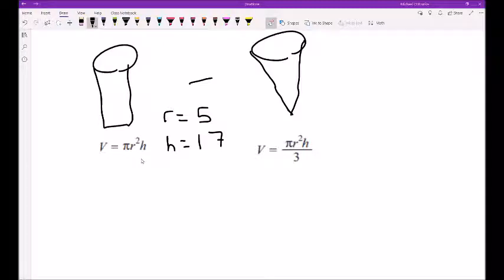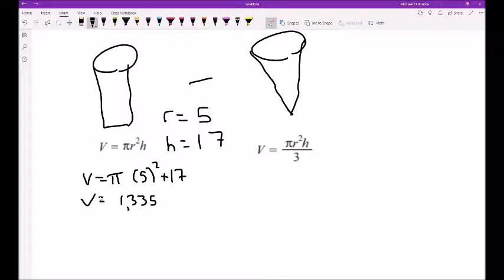So for this one here, we're just plugging in our volume formula. So volume equals pi times 5 squared plus 17. So that number is going to be pi times 25 times 17. 1,335.